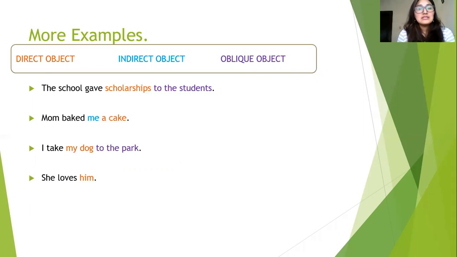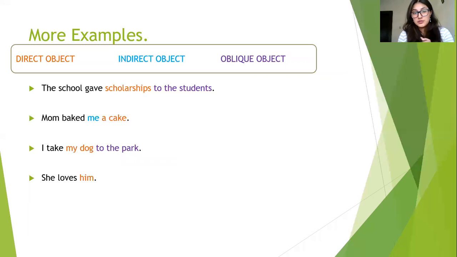Third, I take my dog to the park. What is the word or noun phrase related to the verb take? My dog is the direct object. To the park is a noun phrase starting with the preposition to. So to the park is the oblique object. And the last one, she loves him. Him is a direct object related to the verb loves, and him is also an object pronoun.